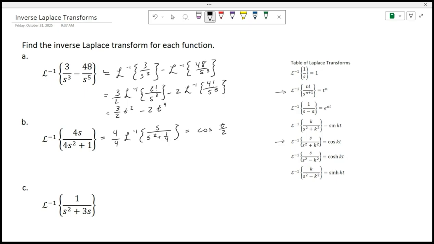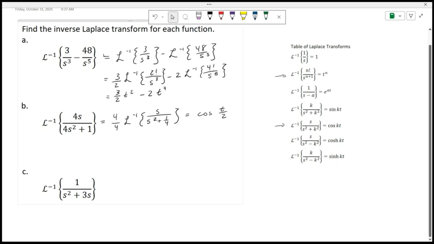Okay, and the last one here, I have 1 over s squared plus 3s, and I want to find the inverse Laplace. Now, this one is different from the others because I have a denominator that is factorable. It's a constant over something with an s squared. So I'm looking at this and thinking of the sine function. But I'm going to start by factoring the denominator.